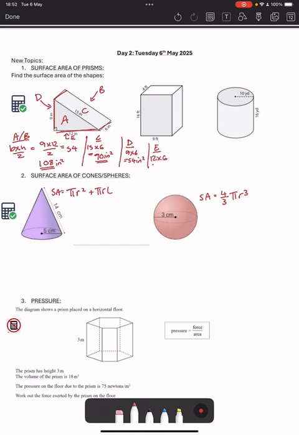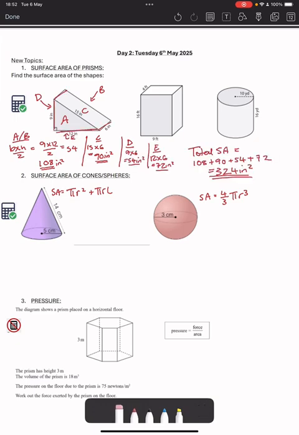which will be 72. And once you've found the area of each of the faces, we just add them all up. So the total surface area is going to be 108 plus 90 plus 54 plus 72. Which is 324, and it's area, so inches squared.